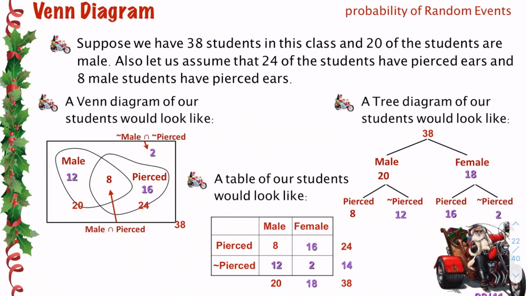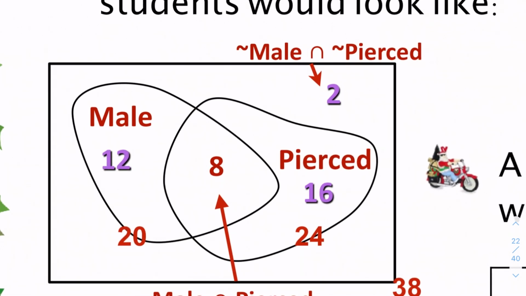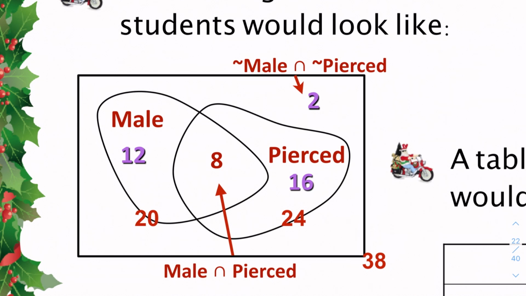If we're using a Venn diagram, this is more when you know that there's overlap. For example, suppose we have 38 students in this class and 20 students are male. Also, let us assume that 24 of the students have pierced ears and 8 male students have pierced ears. So if we wanted to see this comparison as opposed to looking at a two-way table, we have the number of males, which we said was 20. We have the number of people that are pierced, which is 24. And we have the number of people that are male and pierced. Remember, this means and.